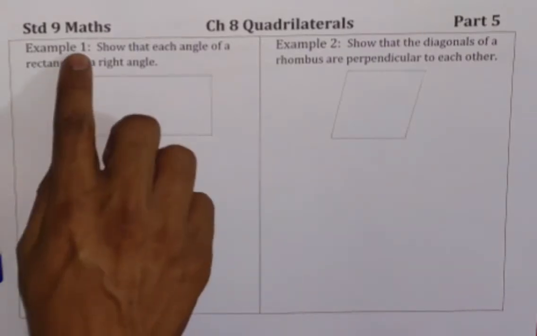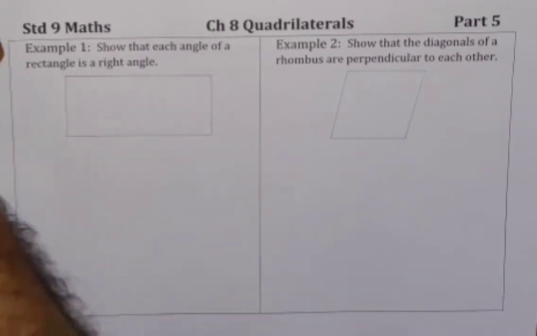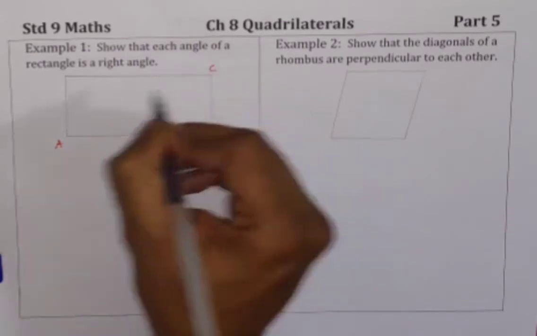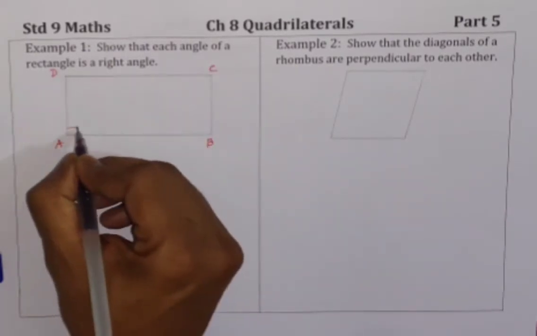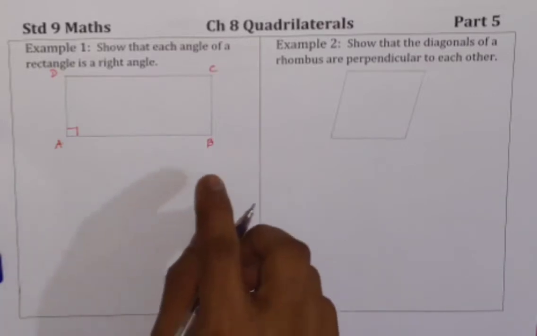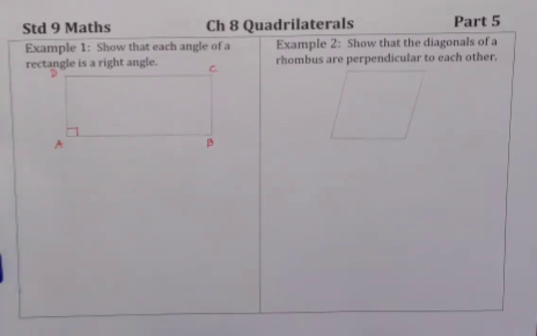Now it's the first one. Show that each angle of a rectangle is a right angle. Children, this is rectangle ABCD given to you. You know one of the angles is a right angle. You have to show that each and every angle is a right angle: angle B, angle C and angle D are also right angles. Alright. Data.